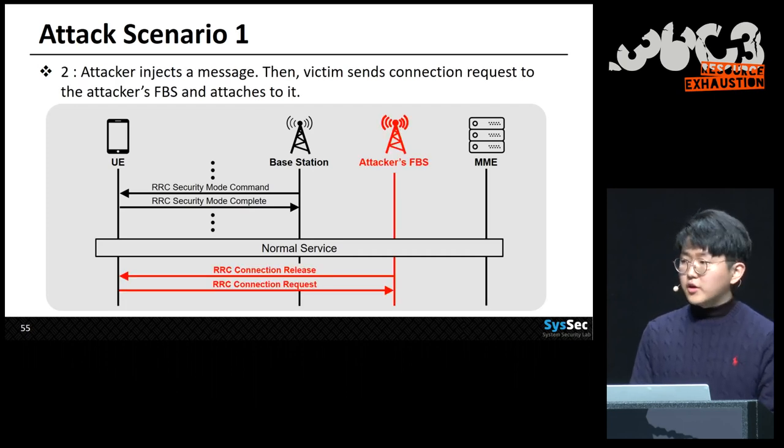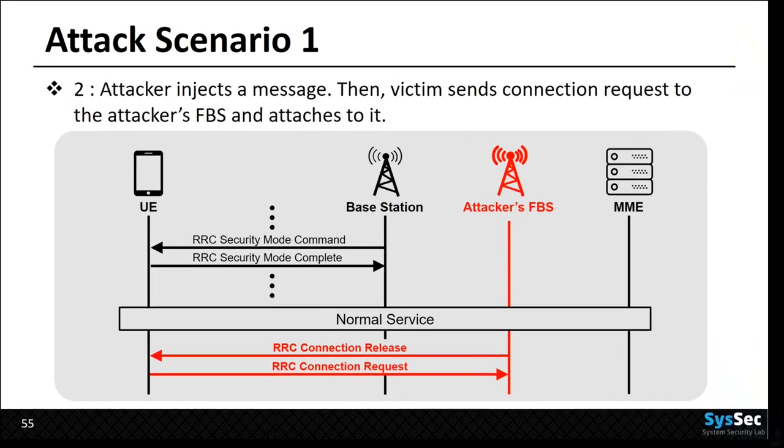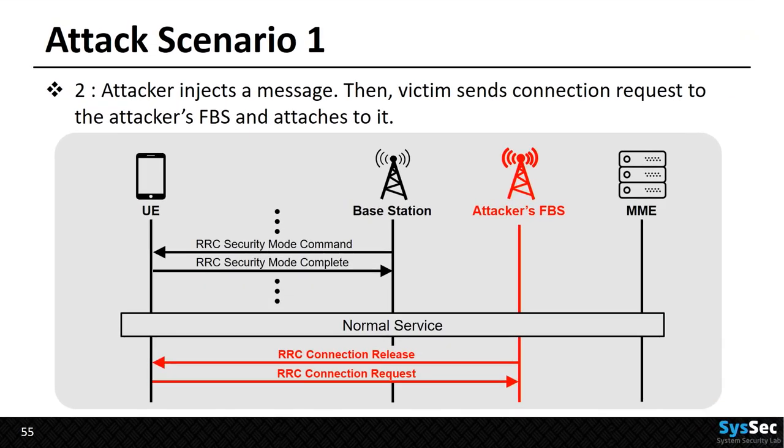Then, the attacker injects an unprotected RRC connection release message on the UE. Due to the vulnerability, the UE accepts the security unprotected RRC connection release message. Then, the UE disconnects the existing connection, is redirected to the attacker's fake base station, and requests the connection.